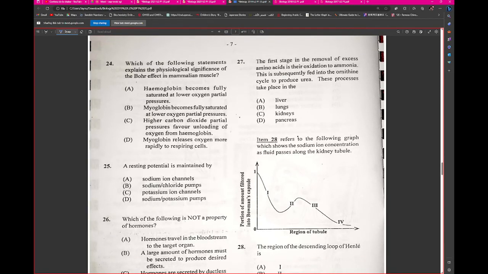There are a lot of repeats. I'm just going through them. Which of the following statements explains the physiological significance of the Bohr effect in mammalian muscle? Could somebody tell me this? Sir, the answer would be C, sir. So higher carbon dioxide partial pressures favor unloading of oxygen from hemoglobin.